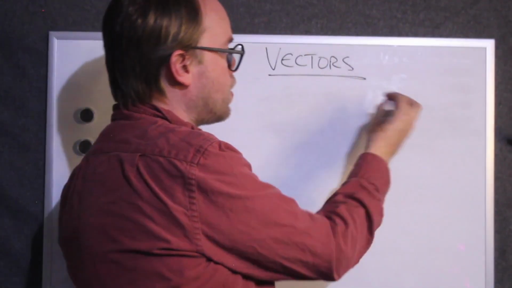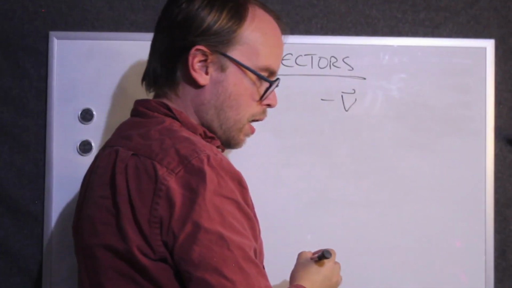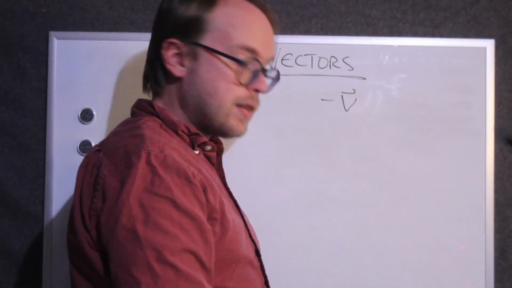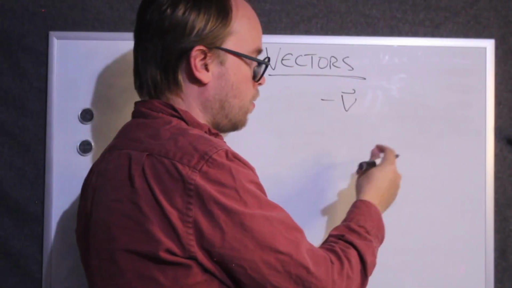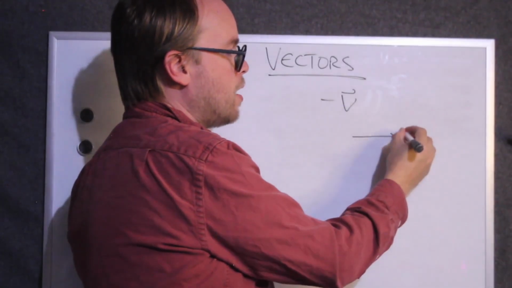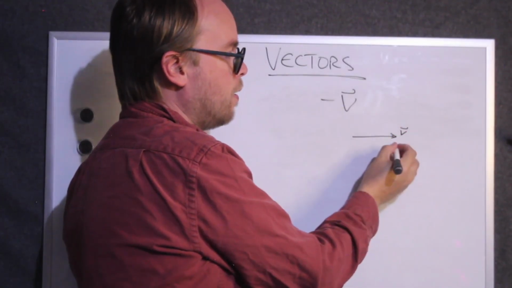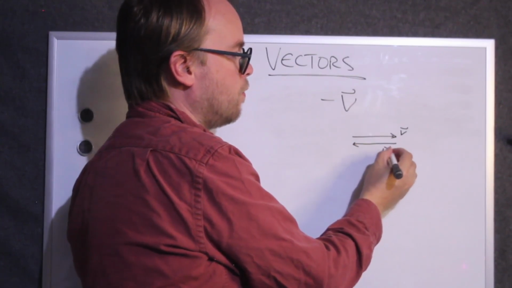An important thing is that the negative of a vector has the same magnitude but points in the opposite direction. So negative v, if this was v, then this is negative v.